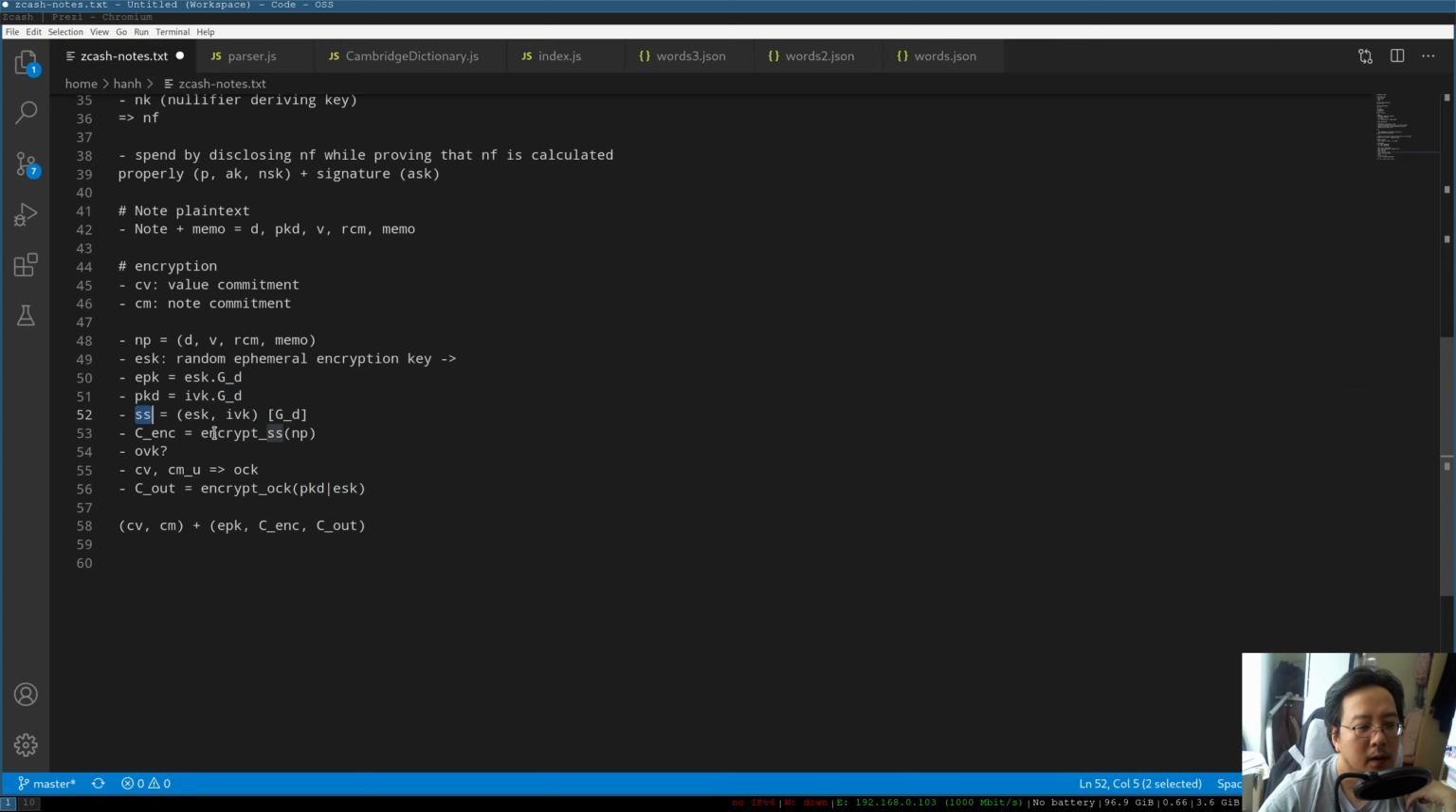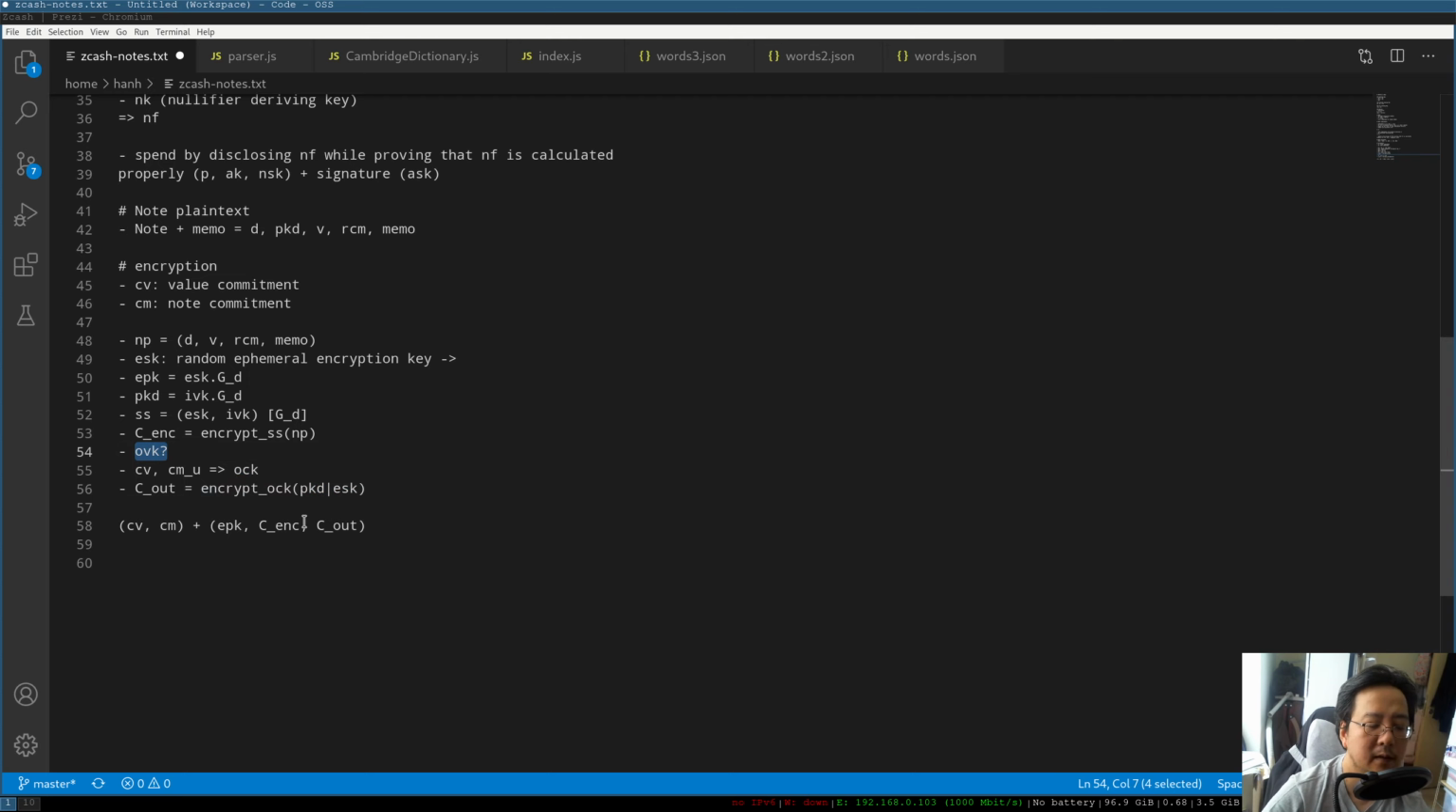So the person who receives the node uses the relationship EPK times IVK, but the sender will use the relationship ESK times PKD, which leads to the same value. So if you have a way to get this, then you can decrypt, and you can get this because it is encrypted with the OCK, which is calculated from the OVK.